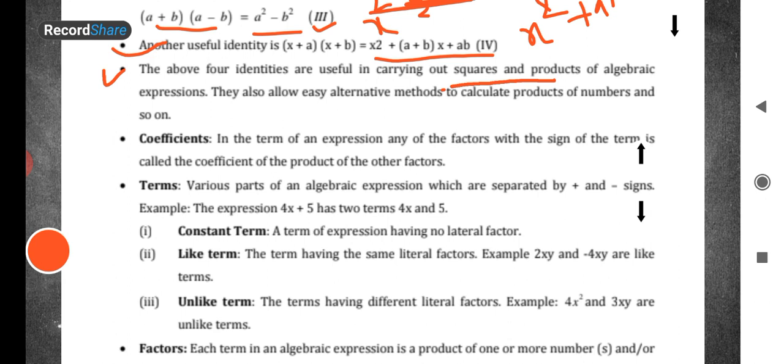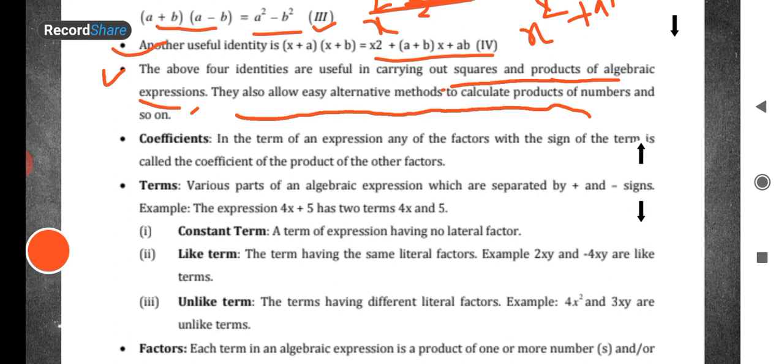Where can we use all these? We can use them for carrying out squares and products of algebraic expressions. They also allow an easy alternative method to calculate products of numbers and so on. They make it easy for us to calculate products of numbers.